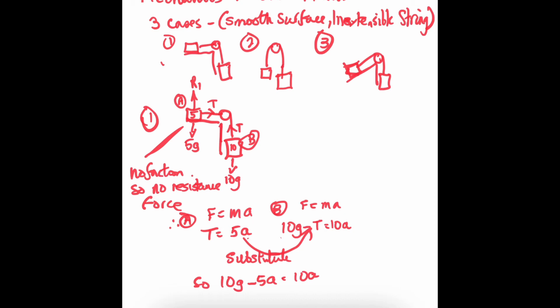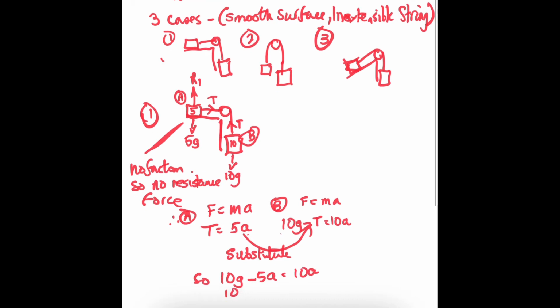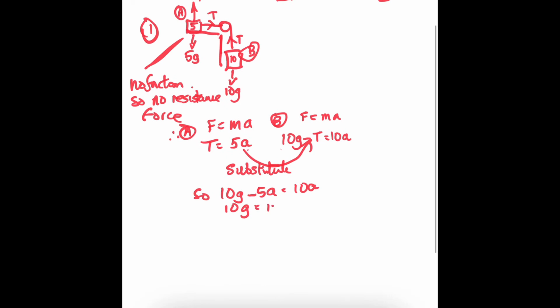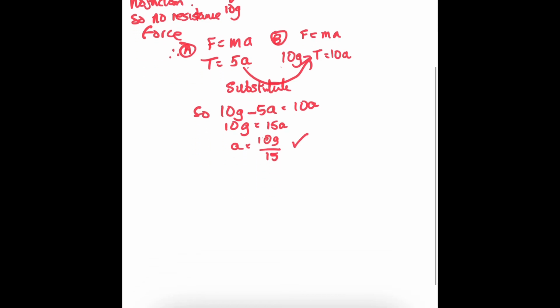Okay, now we'll just rearrange the equation. So you've got 10g equals 15a, and then a equals 10g over 15. Let me just correct that. 10g over 15, which is 2/3 g. Okay, all right, so that's example 1.